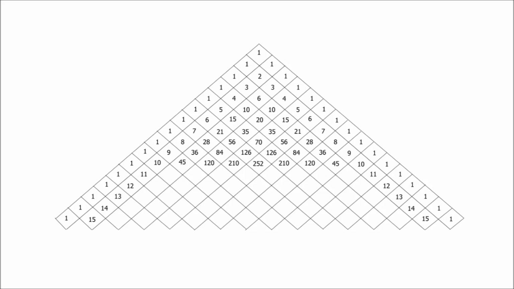36 plus 84 is 120. 84 plus 126 is 210. And doubling 126 will give us 252. On to the next row.